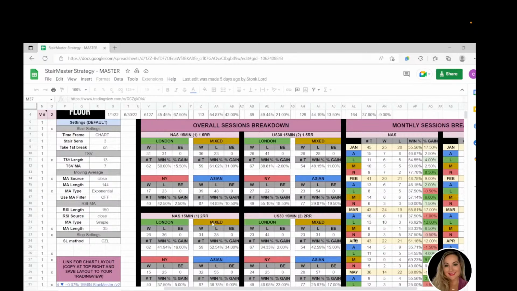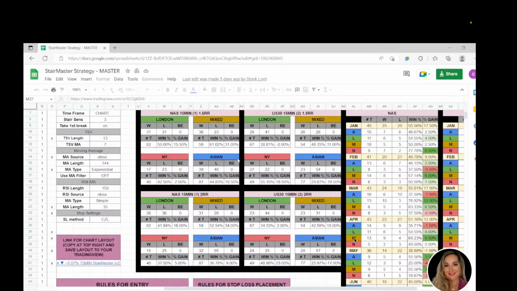What is probably the most notable about this, I would say, if I was trading NASDAQ, I think the best win rate session and best gain is to trade mixed. So you can see you have a 61% win rate and a 31% gain in the last 6 months trading just mixed session with this strategy using a 1.5 reward. If you go for a 2 reward, we had seen that you could have a 52% win rate and a 34% gain. So it's pretty good.